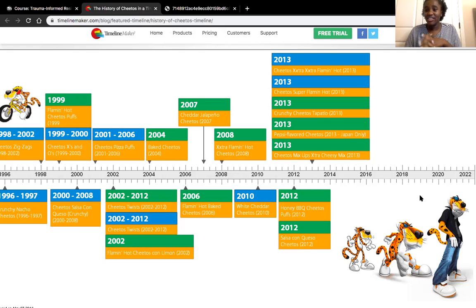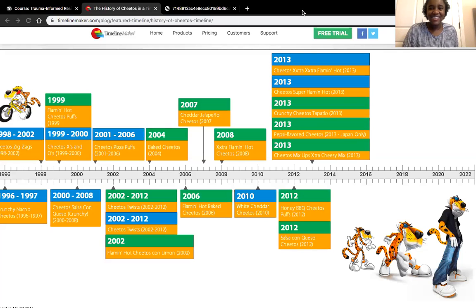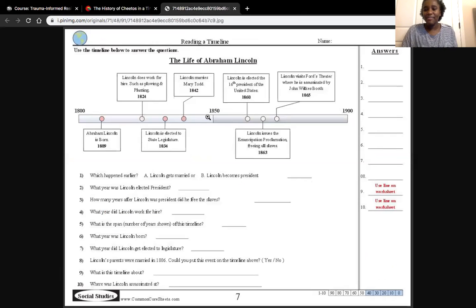So I have another timeline. I'm going to pull it up, and it's about... I didn't mean to stop sharing. There we go. All right, so I have another timeline. Let's see if I can get to it. There we go. And it's about the life of Abraham Lincoln.